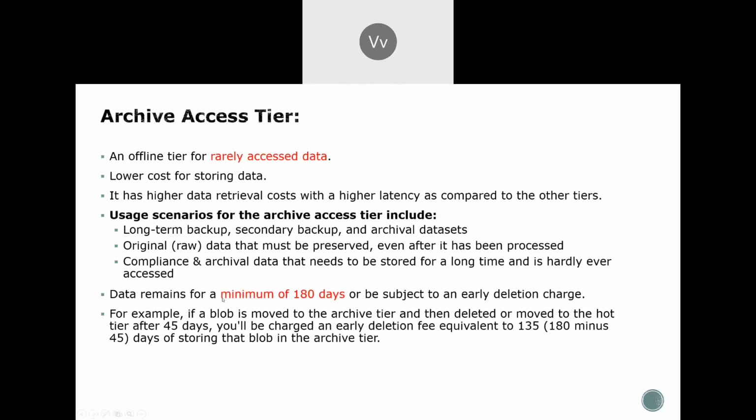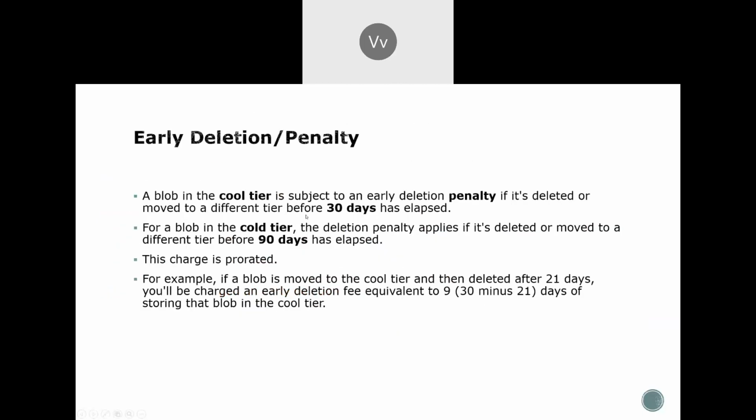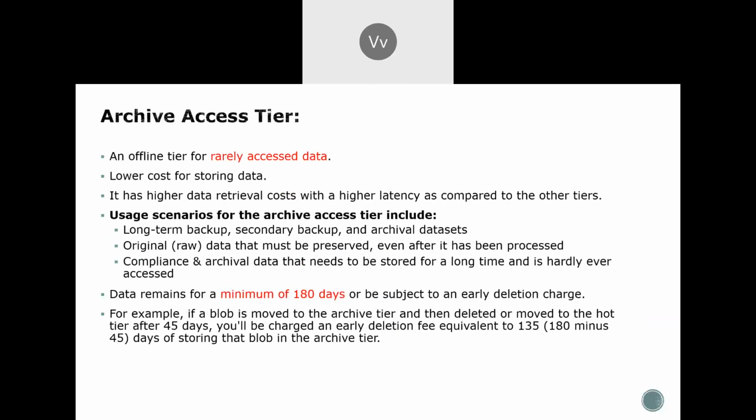The data which is shifted to archive tier should stay there for a minimum of 180 days. Otherwise, you will again be subject to an early deletion charge. It's fine if you are just shifting 1 to 3 files, and the deletion penalty is very low. But when you're talking in terms of quantity, like when there are too many files, we have to be very mindful about it.